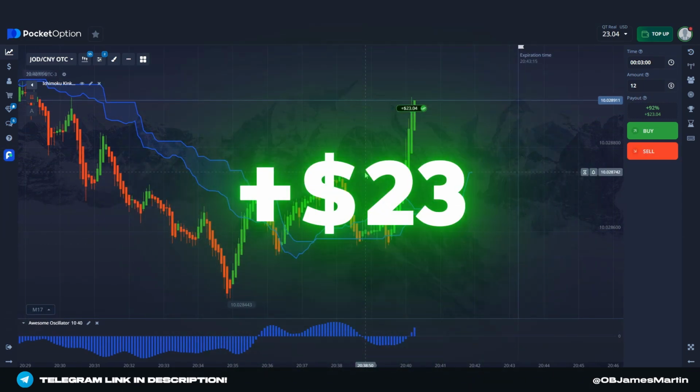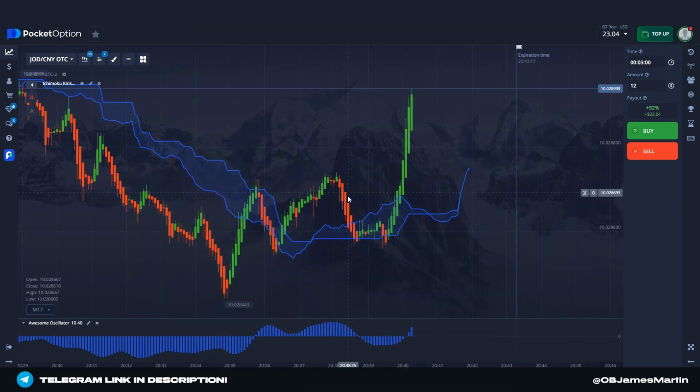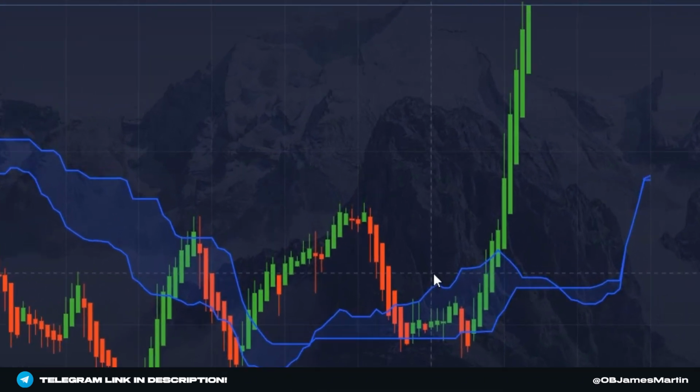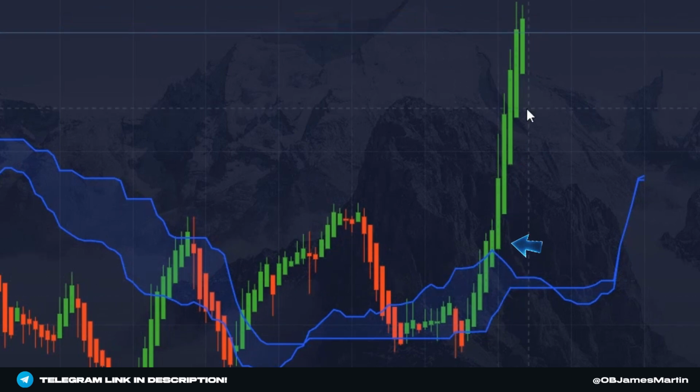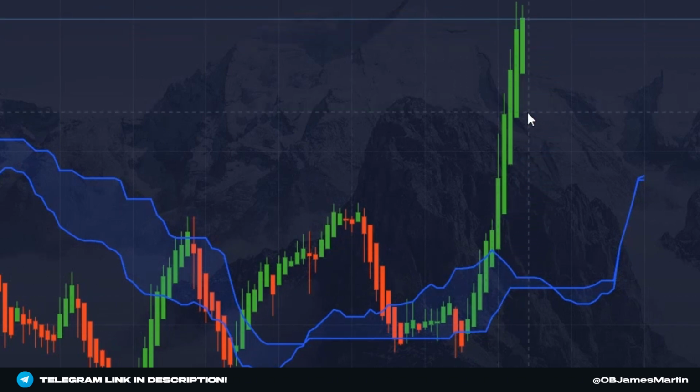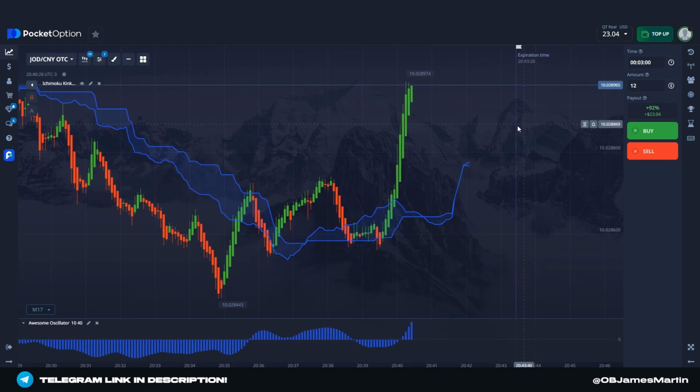I already tried it would be a loss, but in the last minute the candle rose up and made a profit of, what, $23. So where are we going to start with that? Let's go to the next one and try to make good profits.